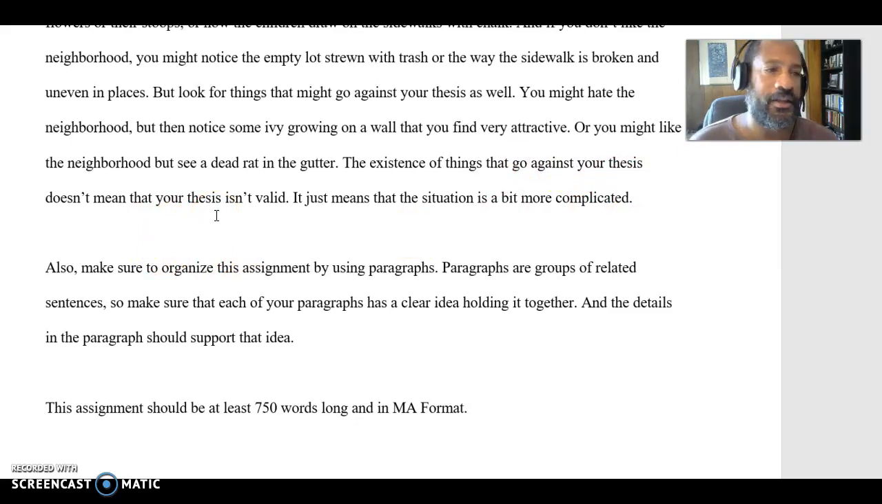You can definitely still like the neighborhood, but it just makes things a little bit more complicated, right? It's not perfect, but you still like it. Or you don't like it, even though there are these little things that are going to be somewhat positive.